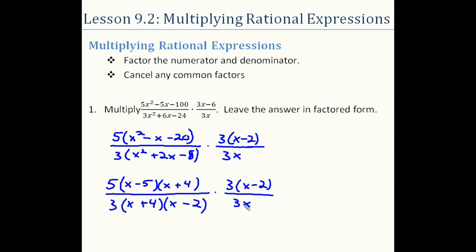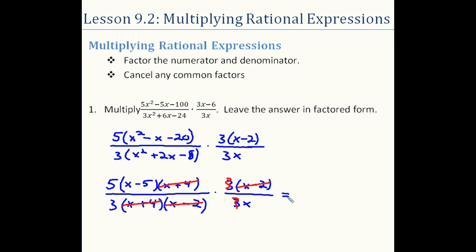And then we look for things to reduce. Again, we can reduce anything from either numerator with the denominator. So we have x plus 4 reduces with x plus 4. This x minus 2 with x minus 2. Here we have a 3 that cancels with a 3. And then we can find our answer. I think that's everything that simplifies.